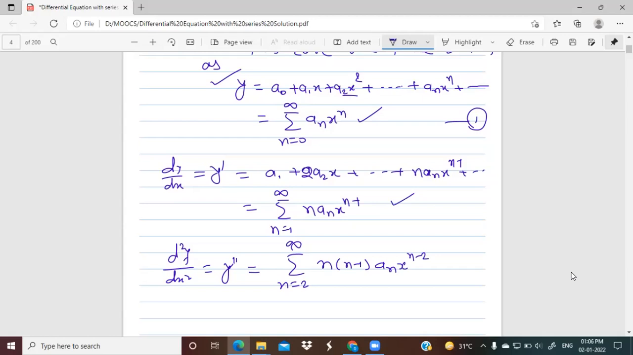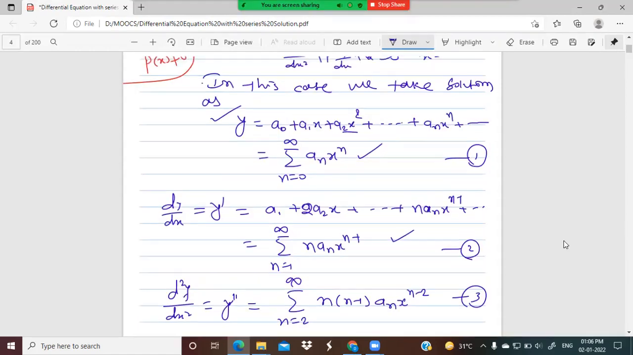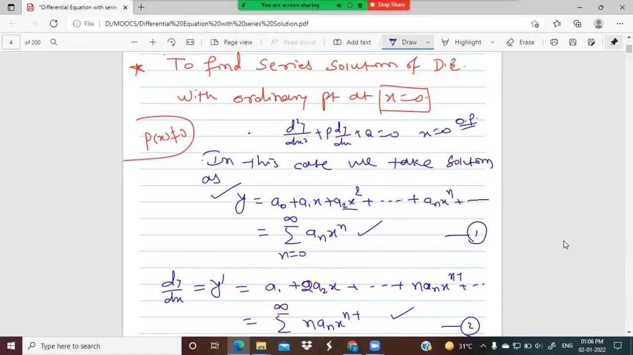We have to put equations 1, 2, and 3 into our given equation. If we put these values in this equation, then finally, comparing all terms, we get the series solution for our differential equation. We'll enjoy this by taking one example.